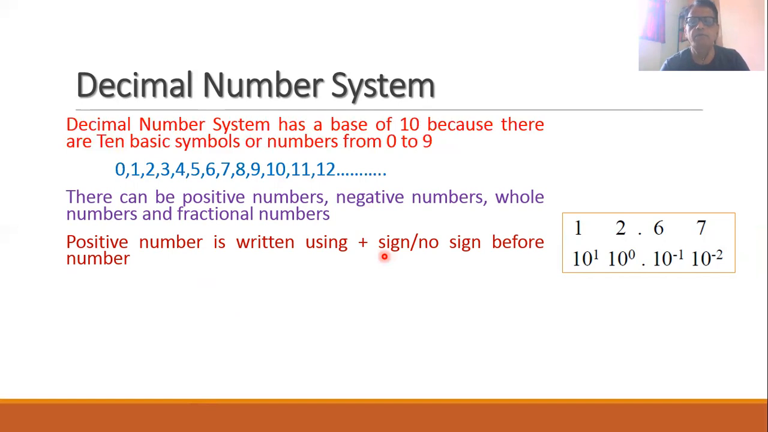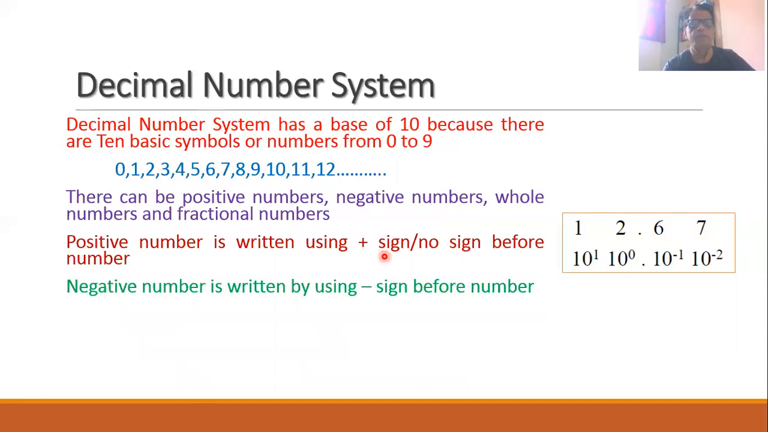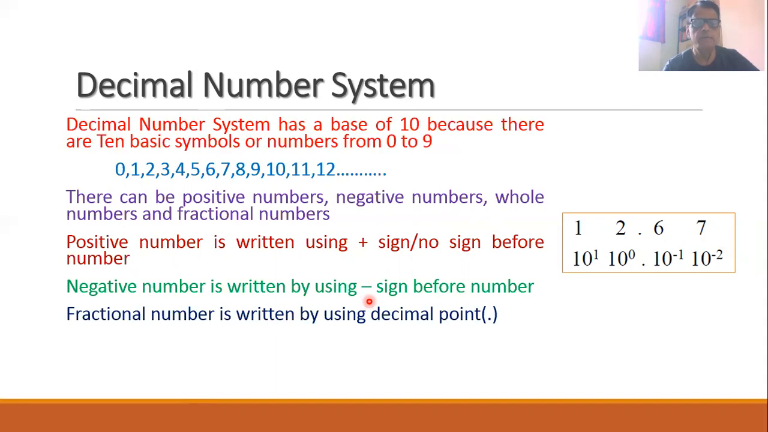Say for example, when we do not write any sign before the number, or when we write the plus sign before the number, then that number is being treated as a positive decimal number. And whenever we want to write any negative decimal number, then we need to write a negation symbol or minus sign to indicate that this is a negative number.